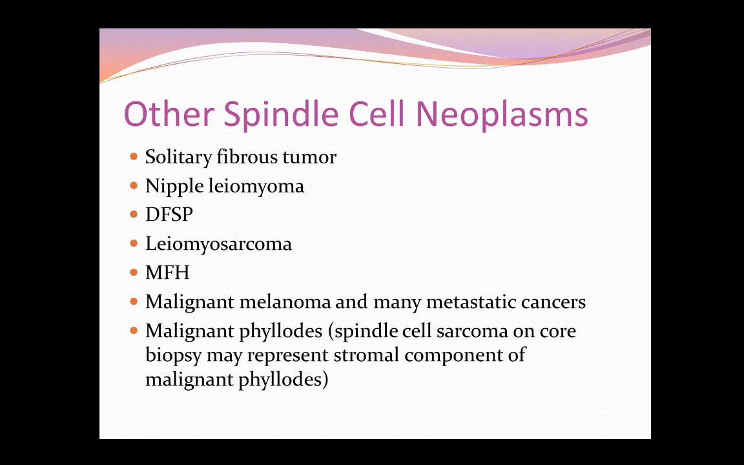DFSP, just like at any other body site, occurs in the dermis of the breast or in the subcutis, so it's above the fascial planes. Leiomyosarcoma, MFH, malignant melanoma, and many metastatic cancers. Even the renal cell carcinoma, which has spindle cell morphology, can mimic the primary spindle cell lesion of the breast. The most important, malignant phyllodes. Spindle cell sarcoma on the core biopsy may represent the stromal component of malignant phyllodes.